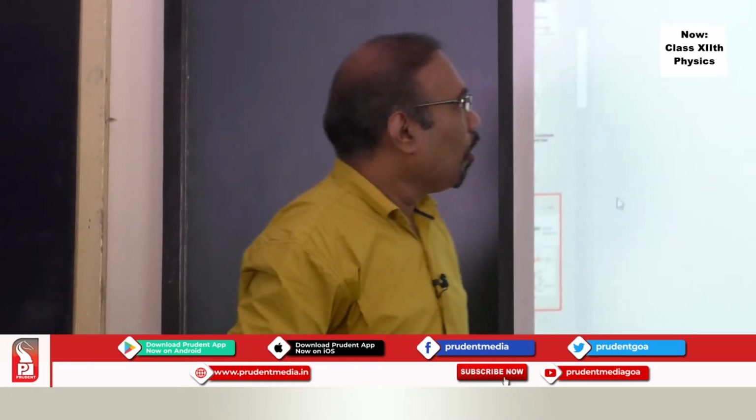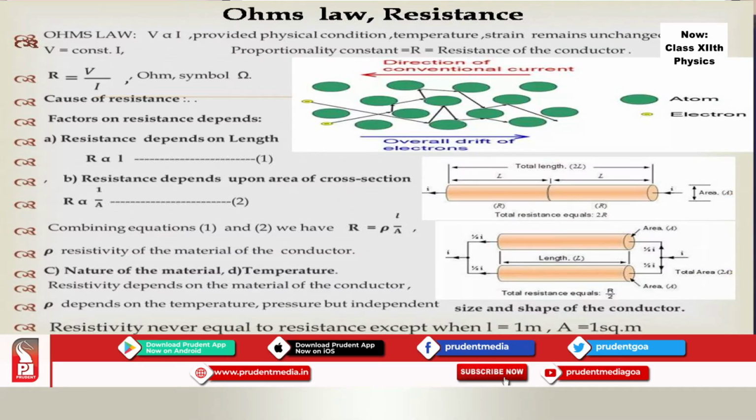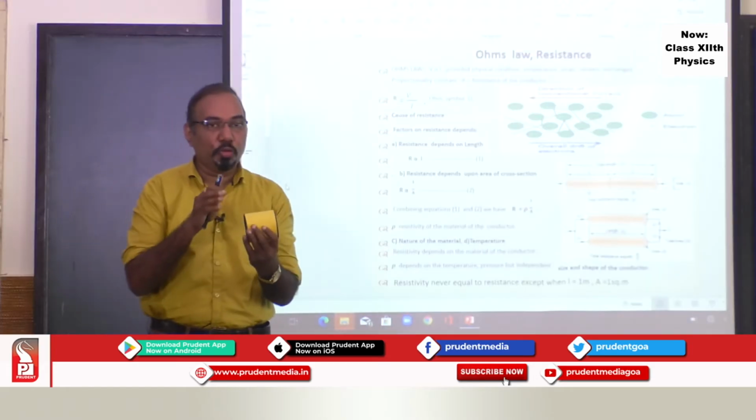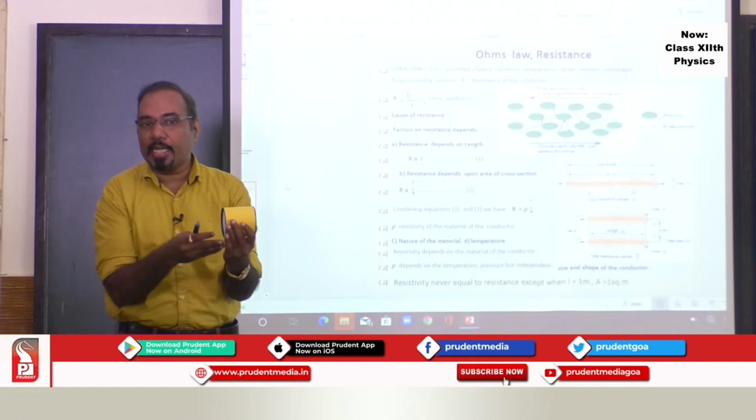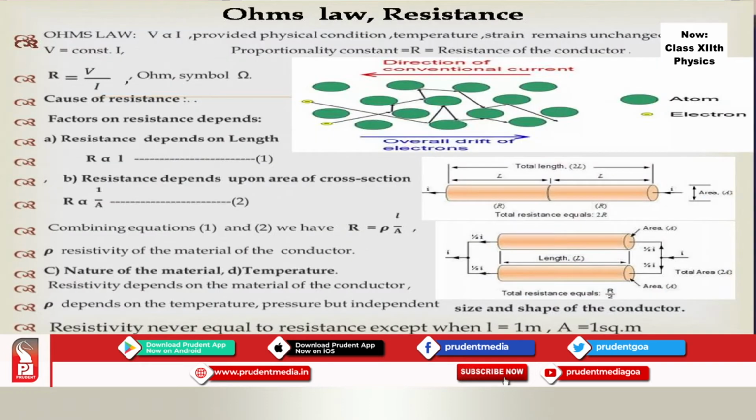So what does Ohm's law state? Potential difference is directly proportional to current, provided, please mind this, provided the physical conditions, temperature, strain remain unchanged. So if you keep the length and area of cross-section of the conductor constant, and the temperature surrounding it constant, then only the potential difference is directly proportional to current. And the proportionality constant that comes into play is nothing but the resistance of the conductor.